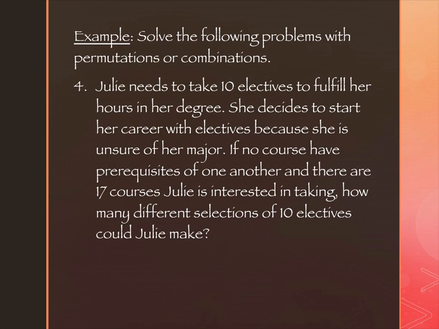She has 10 electives, and she decides to start by taking electives instead of starting with any of the other requirements. It says if no courses have prerequisites of one another, that's important. We got to make sure that makes sense. No prerequisites, so you can take them in any grouping that you wish. And there are 17 courses to pick from. How many different selections of 10 electives could Julie make?